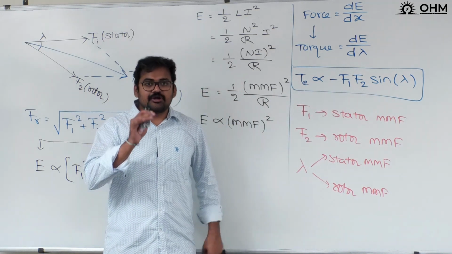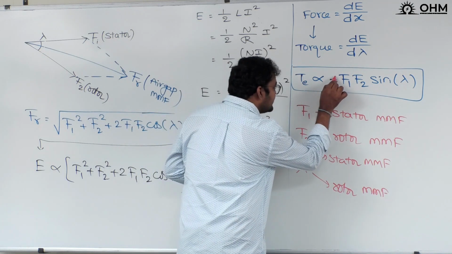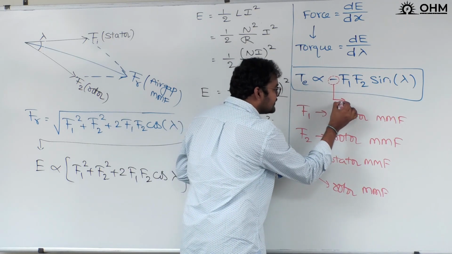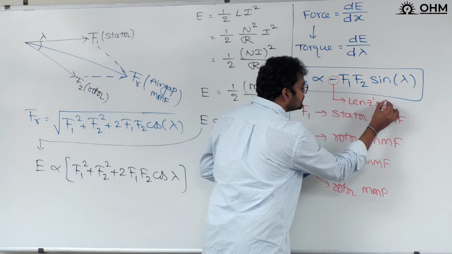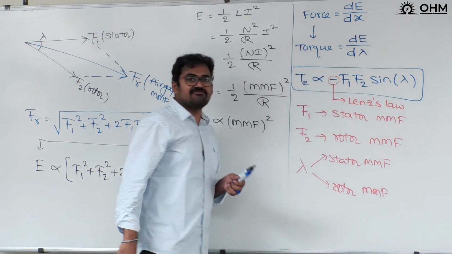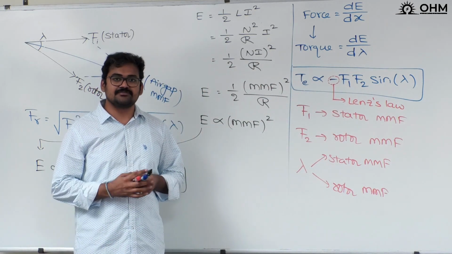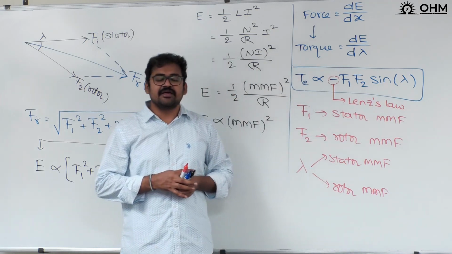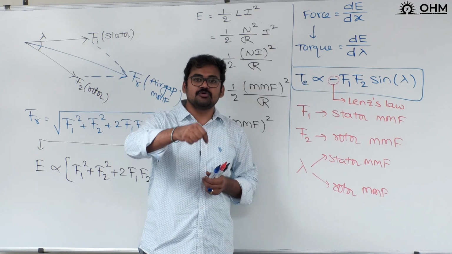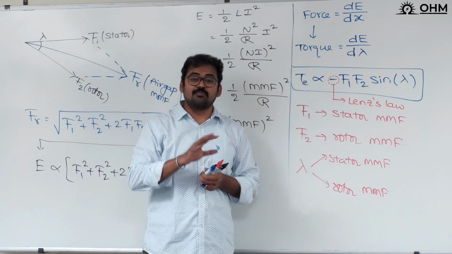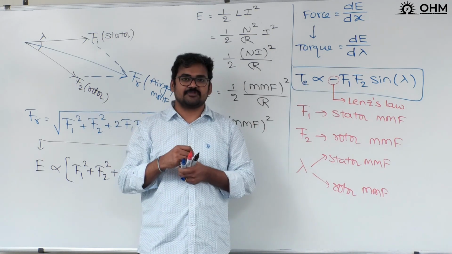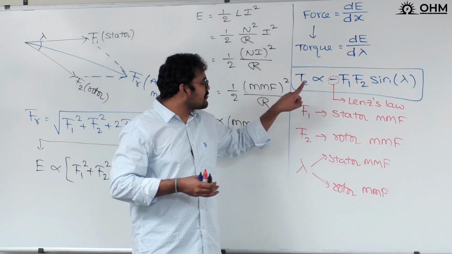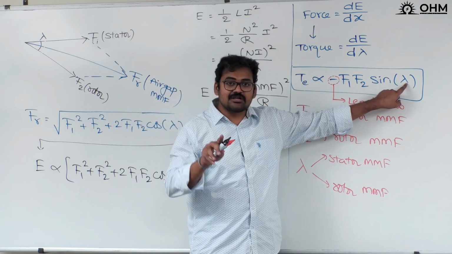One more point you need to understand: there is a negative sign in this torque equation. This is crucial. This negative sign indicates the existence of Lenz's law. We study Lenz's law in every electrical machine. What Lenz's law states is that the effect will always try to oppose the cause of its production. Oppose means it will try to reduce the cause. Here, what is the cause for the production of torque? Finite lambda or 0 lambda?